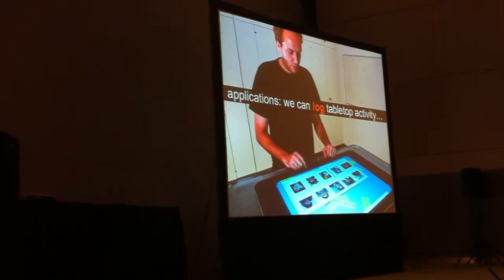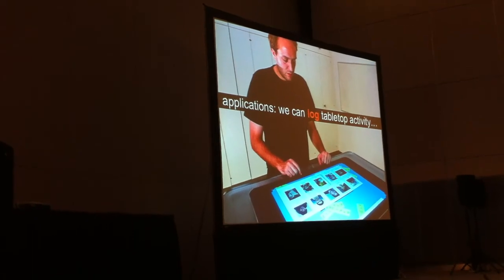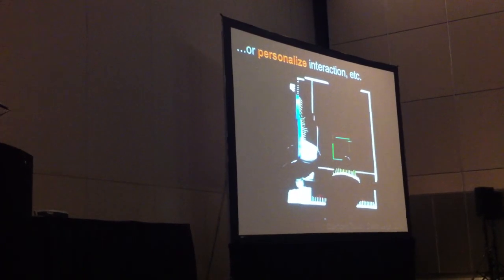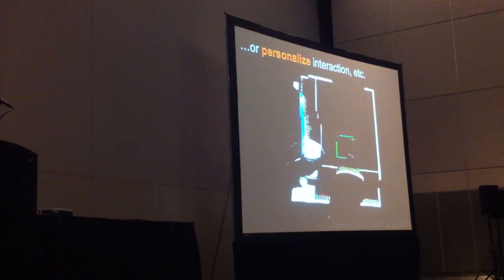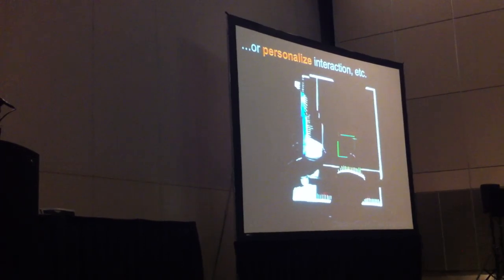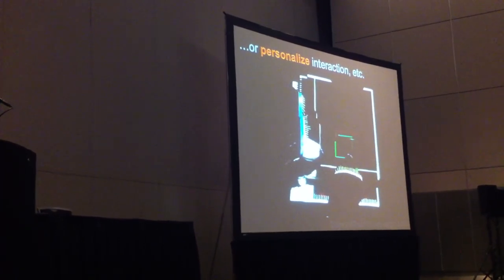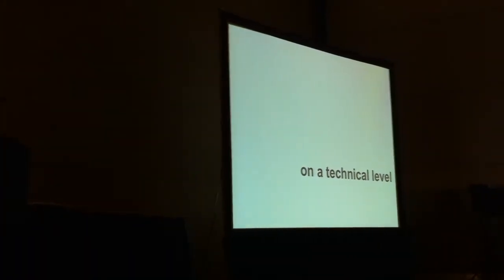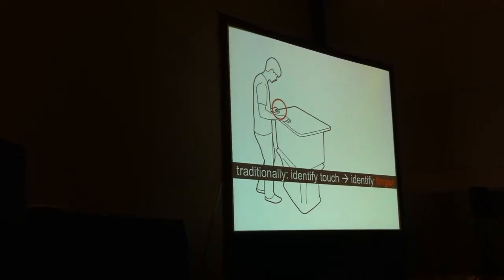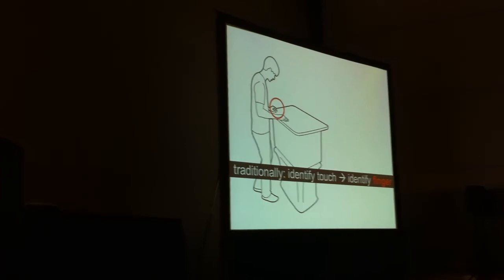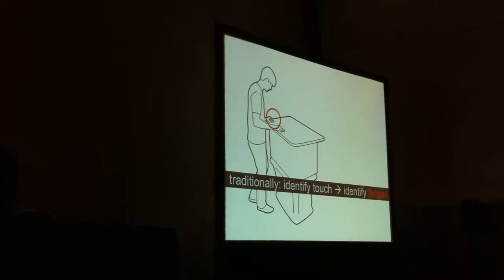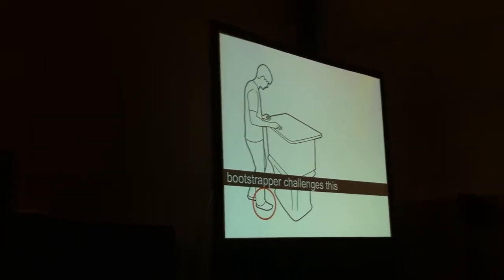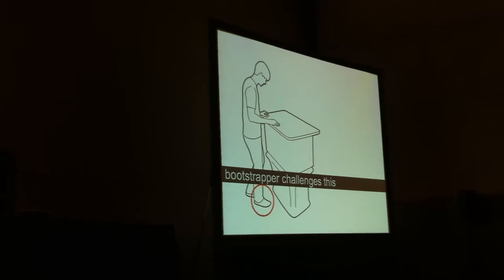So in the end, let's come to the conclusions. I hope I've convinced you that we can use Bootstrapper, for example, for applications like logging tabletop activity, and although I haven't shown this today, we could also use it to do everything that has been done after identifying tabletop users, like, for example, personalized interaction and so on. And on a more technical level, our contribution is the following. Traditionally, we have thought when we want to identify touches, we have to identify the finger of the person who's touching. But with Bootstrapper, we challenge this, since we take the shoes for identifying the person.